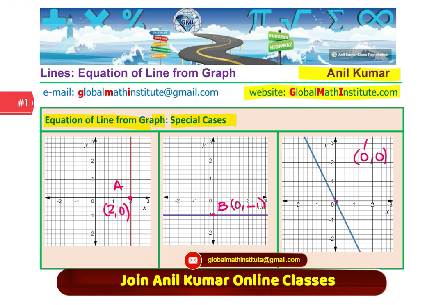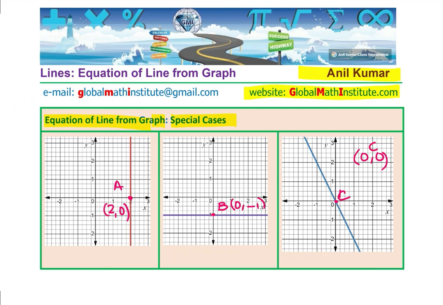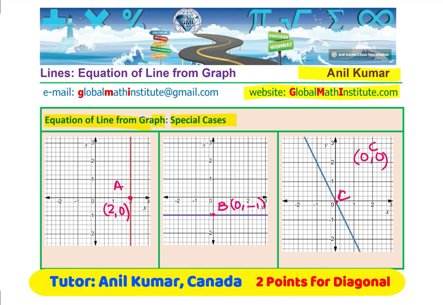For the origin, I'm calling this point C. Now, when you have the origin and a diagonal line, you need another point. So let's identify another point. Let's call this D, which is (-1, 2). Well, you can identify more points on the previous lines also, no problem.